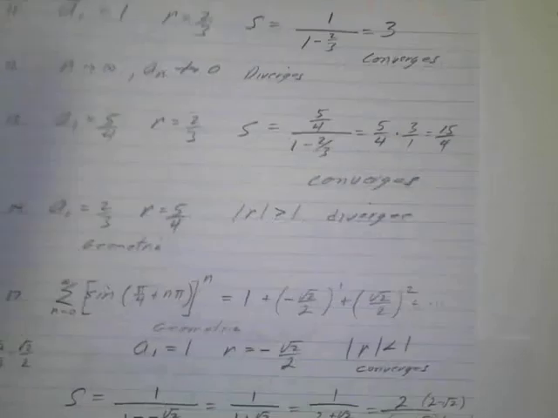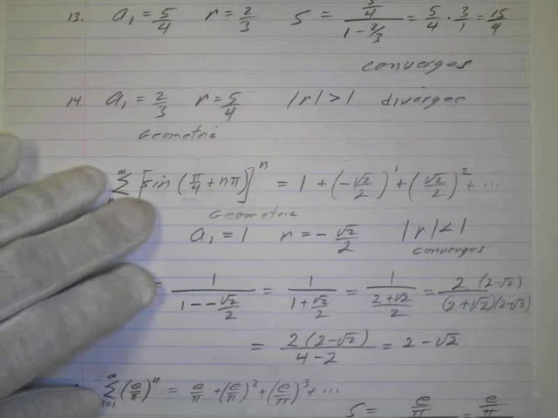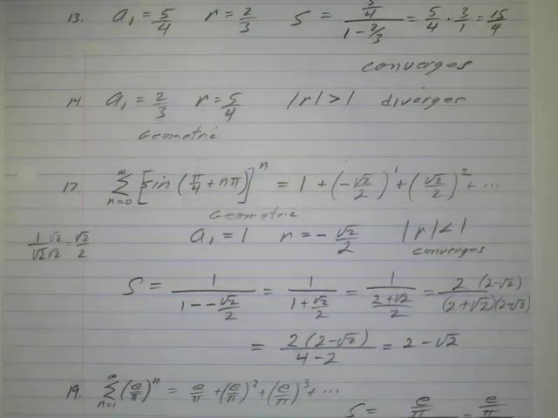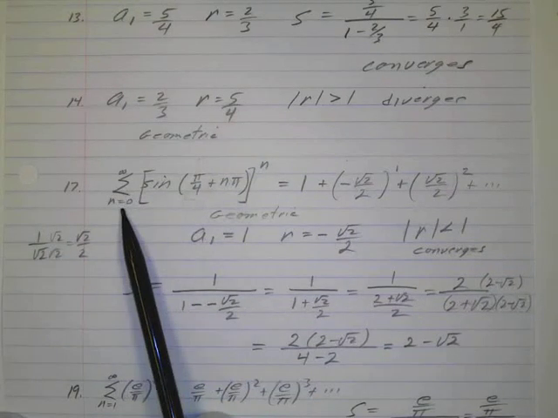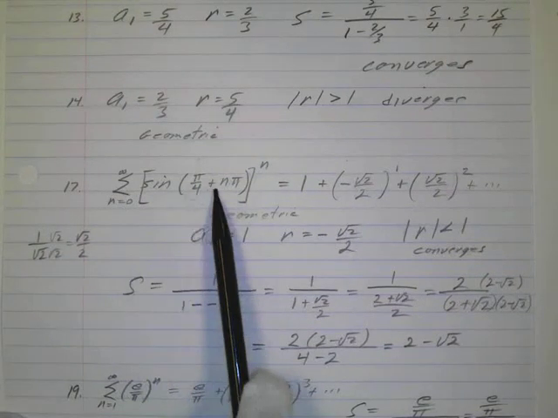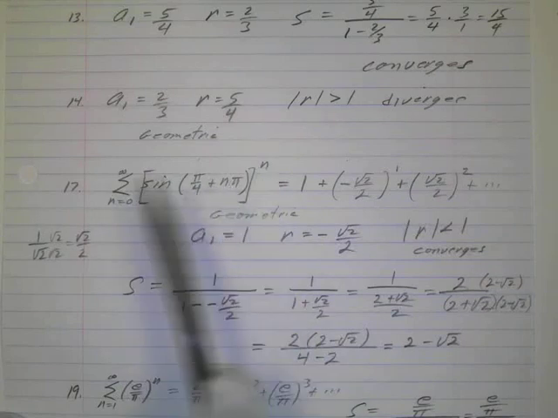Okay, number 17. I'm sorry I didn't have time to rewrite these, and I'm a little bit late, but my notes are usually neat enough, so you shouldn't have trouble reading them. This is number 17, so we've got the sine of pi over 4 plus n pi, to the nth.